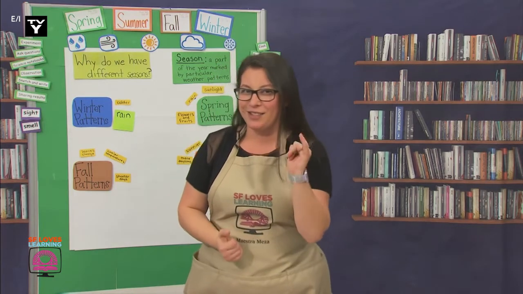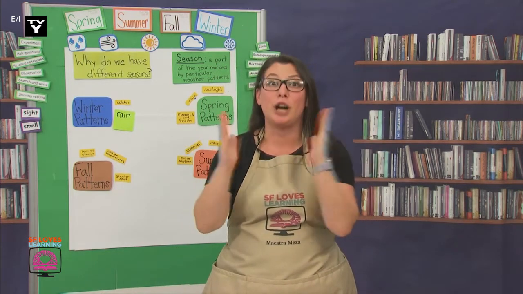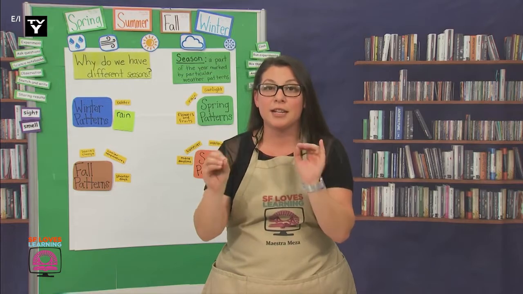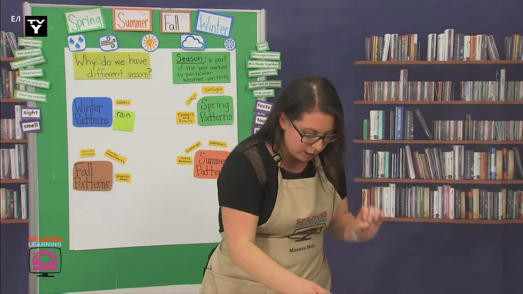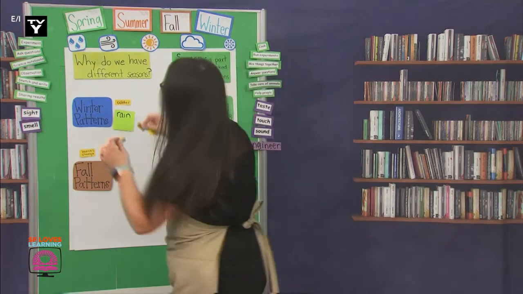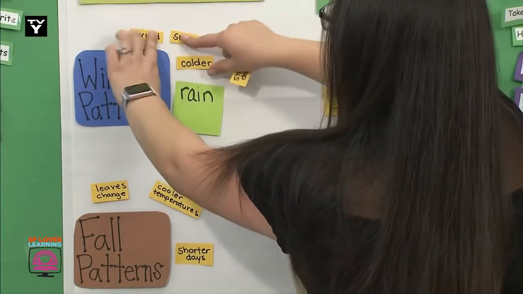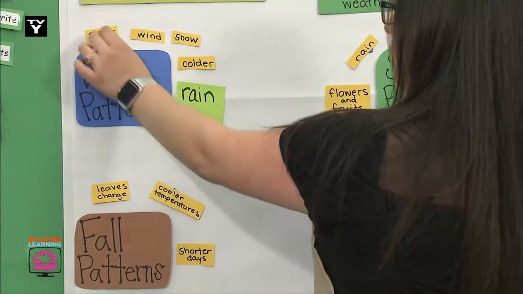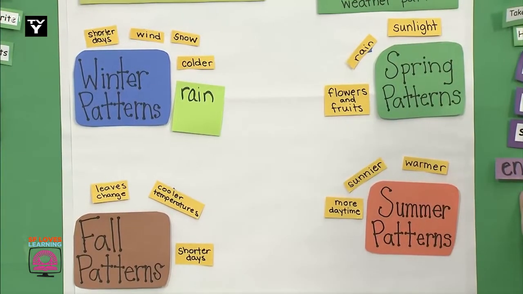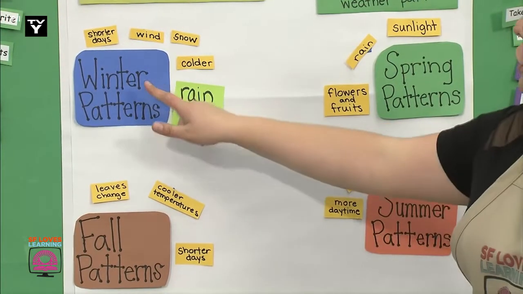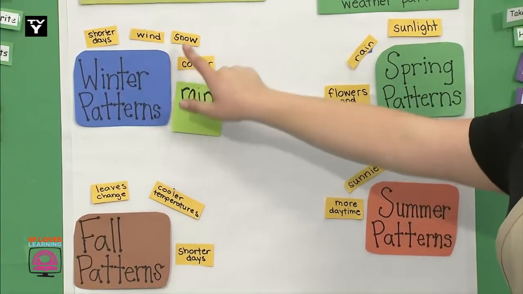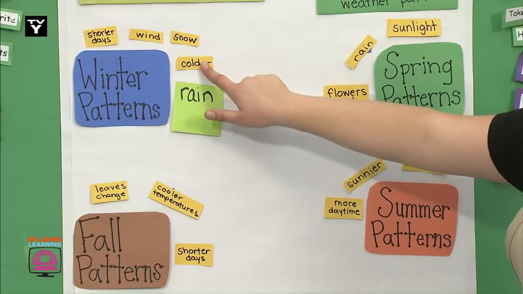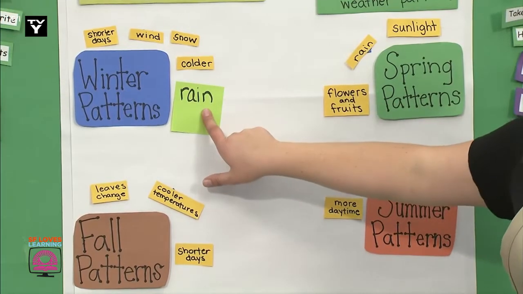Ooh, I agree with you, scientists. I think the days are a lot shorter in the winter. Let's add that to our chart and then reread all of it. So I want to add shorter days, wind, and snow. Ooh, a lot of stuff for winter patterns. All right, so let's reread it. Winter patterns. We see shorter days, wind, snow in other places. It gets colder, and we get rain.